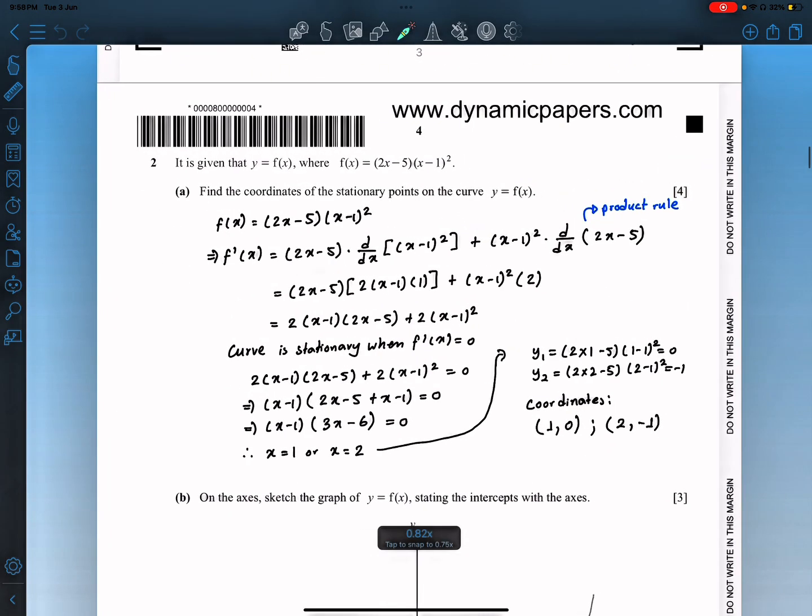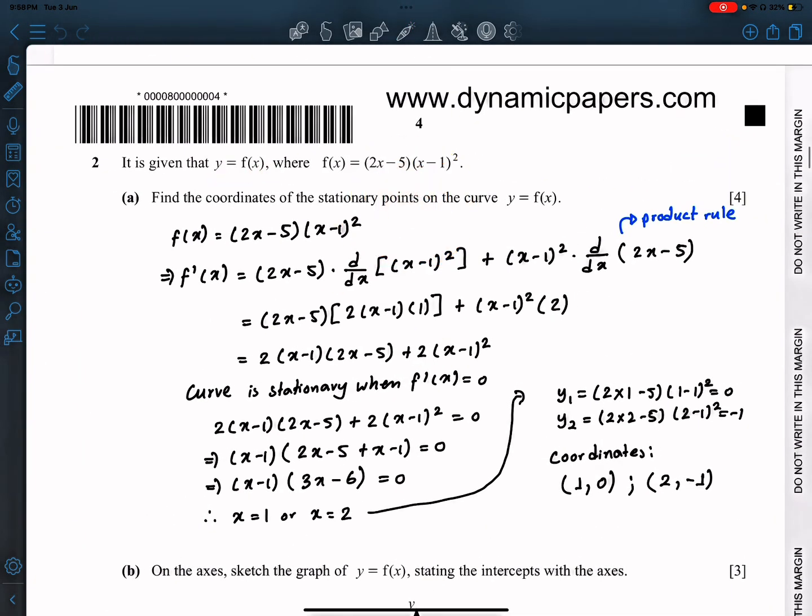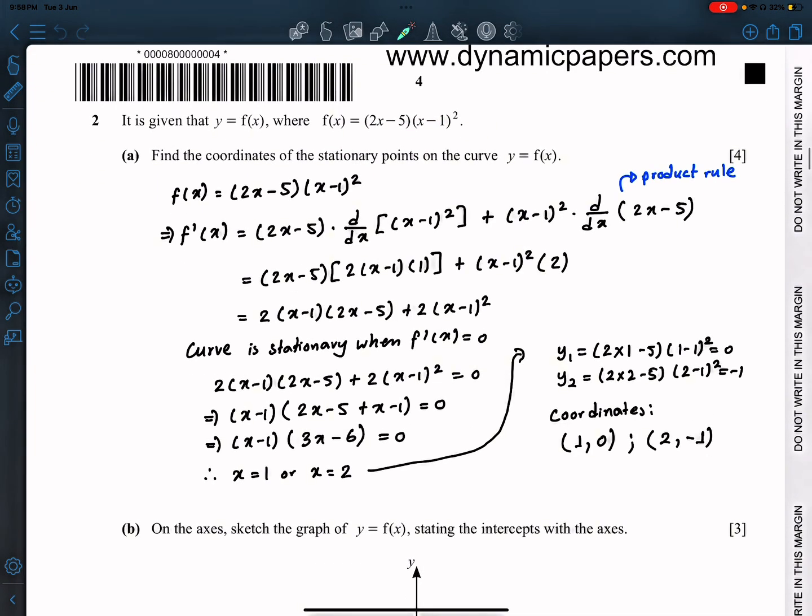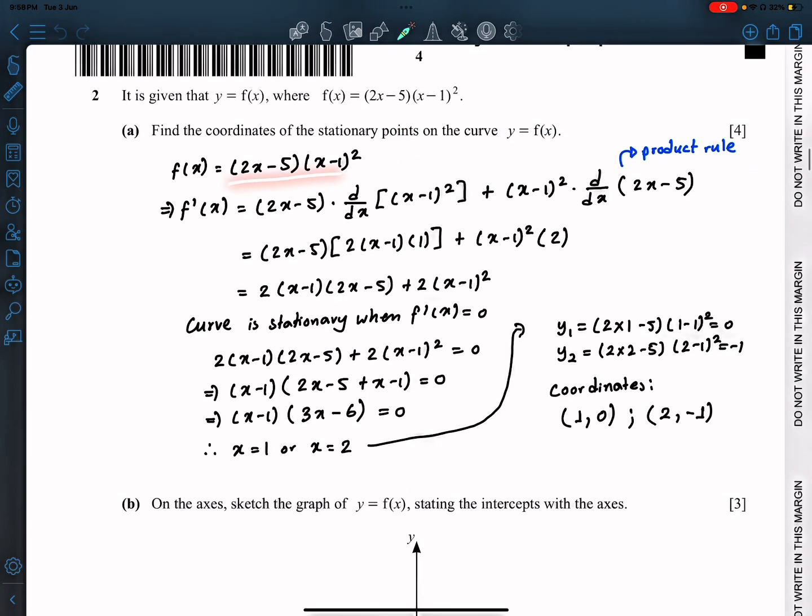Question number 2. It is given that y equals f of x, where f of x equals twice x minus 5 times x minus 1 whole square. Part A. Find the coordinates of the stationary points on the curve y equals f of x. So we write the f of x down over here.